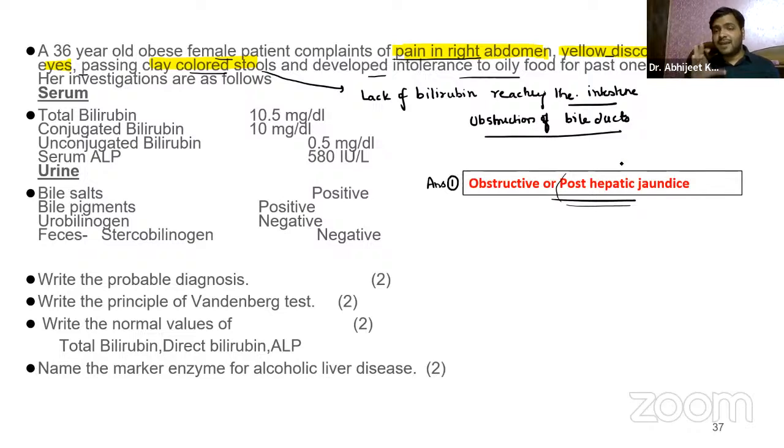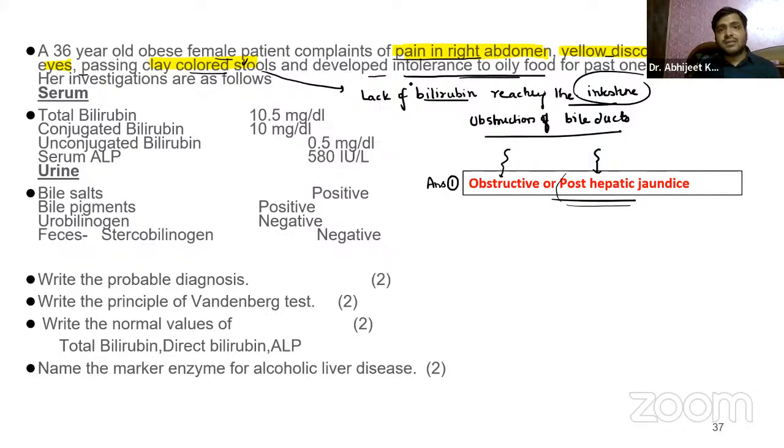We have the hepatic, that is the liver. Beyond the liver, we have these bile ducts, and there is obstruction of the bile ducts. That's why it is post-hepatic jaundice or obstruction, because bilirubin is not reaching the intestine. That's why clay-colored stools are there, right? And intolerance to oily food.